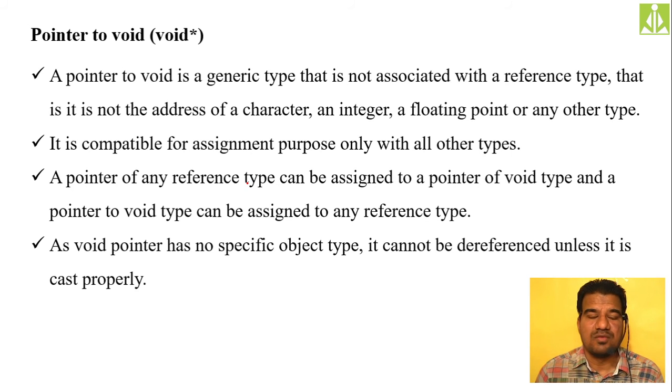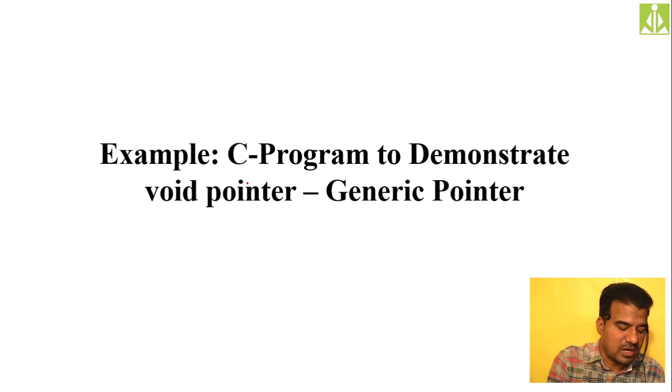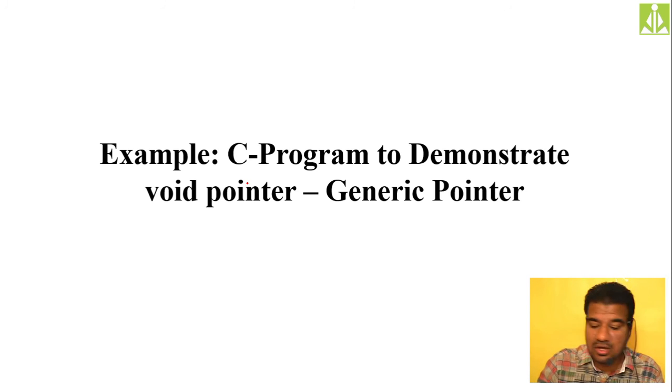Suppose we are declaring a void pointer and you are storing an integer type of address into that. It is capable of holding an integer address. But when you get the value from that pointer, you have to cast it properly. What is casting? Simply we have to specify the type at the time of dereferencing. So we'll do one simple demonstration on this concept, that is the void type pointer, so that you will understand the concept.